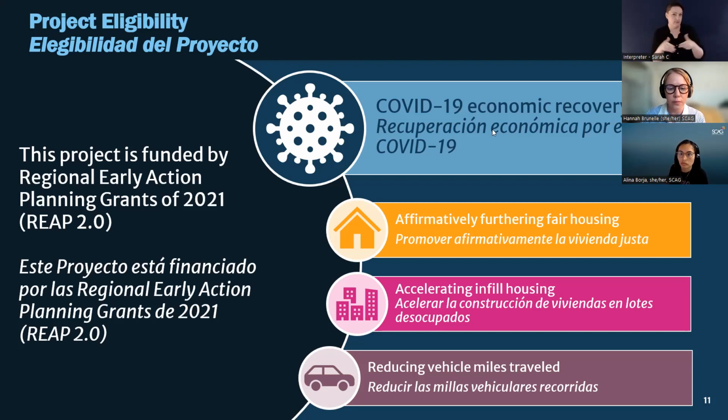Great, thank you. Great. We'll go back to the chat, and there's a question from Yasmin Doroteo. Which regions can apply to the grants? And this is for all SCAG regions. So the 6 counties within the SCAG region, which includes Imperial, Los Angeles, Orange County, Riverside, San Bernardino, and Ventura.